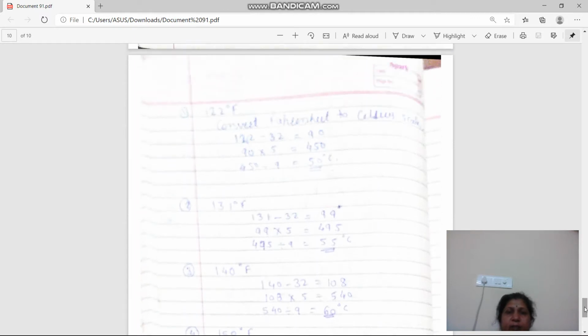It is a little bit light color here, so you can see in your copy, otherwise you can see on the screen. Convert Fahrenheit to Celsius. What is the first step? Here we have to go just opposite of the first step, that is first we subtract 32. Given here 122 Fahrenheit. 122 minus 32 we get 90. Then 90 is multiplied by 5, we get 450, and 450 is divided by 9. Then we get 50 degrees Celsius. Get it?